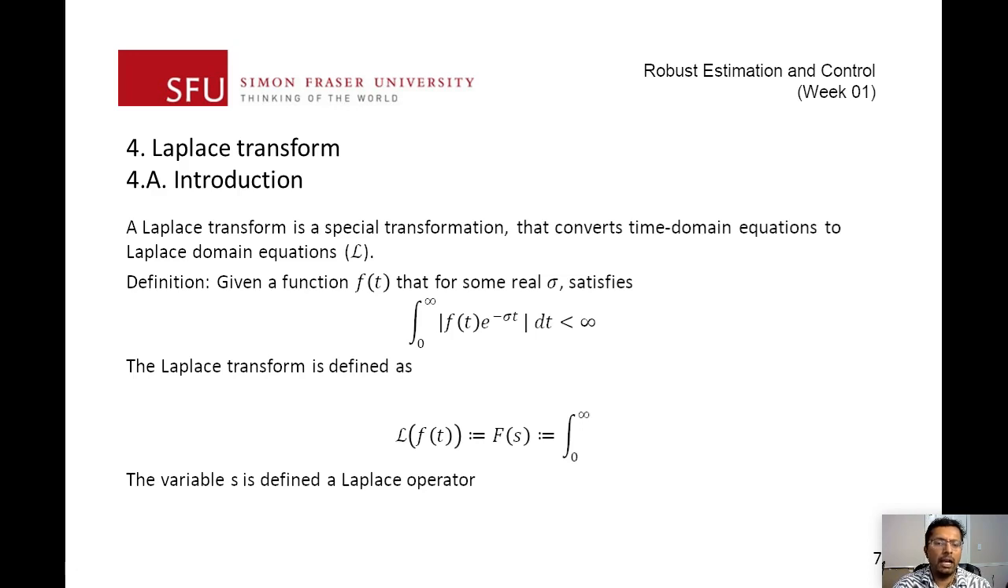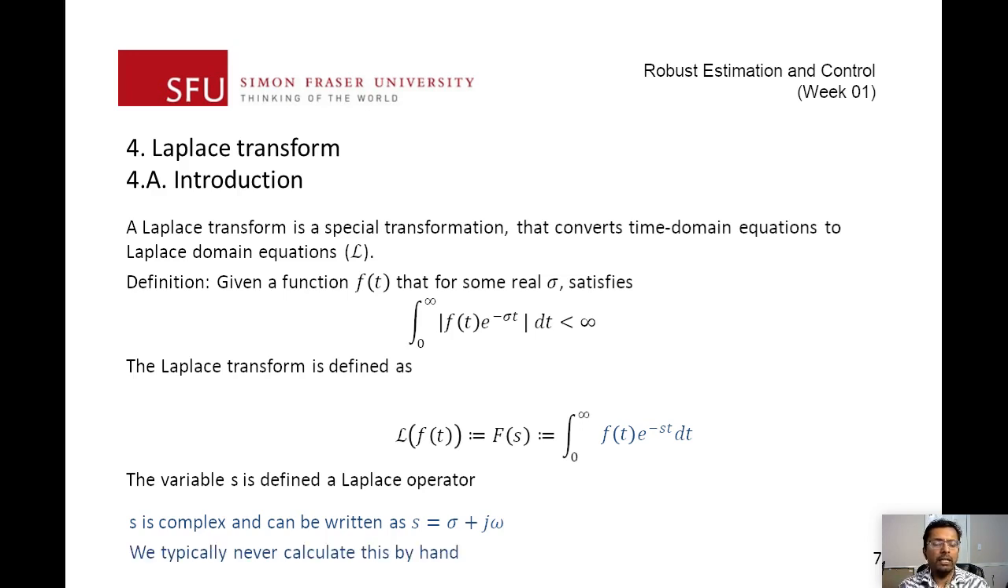If a function f of t satisfies this equation, then we can say that the Laplace transformation exists. Then we say Laplace of f of t, symbolically written as the script L of f of t, is defined equal to, and this symbol over here is used for defined equal to, the integral from 0 to infinity of little f of t times e to the minus s t times dt. Here s is defined as the Laplace operator, and s is typically a complex number written as sigma plus j times omega. J is the imaginary number because we use i for current in electrical and control systems, we use the letter j. And we typically never calculate this by hand.